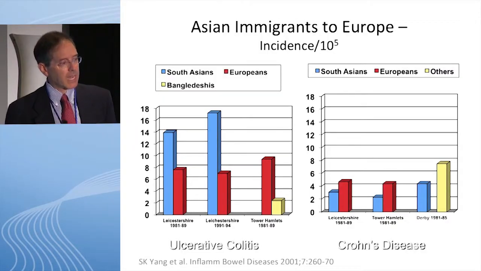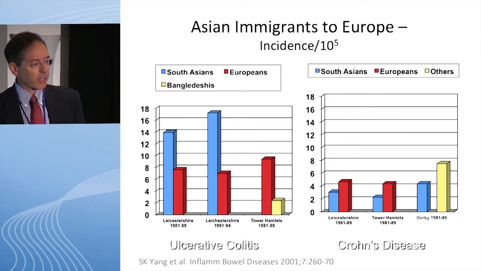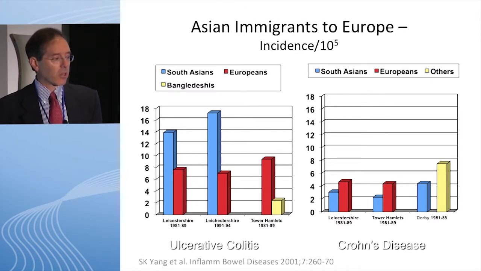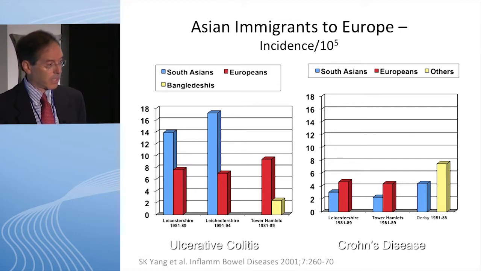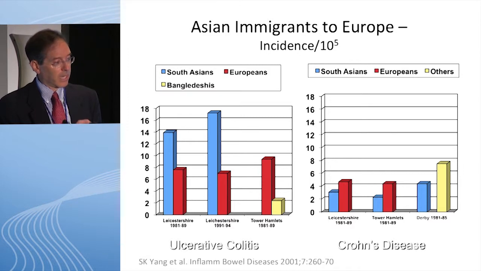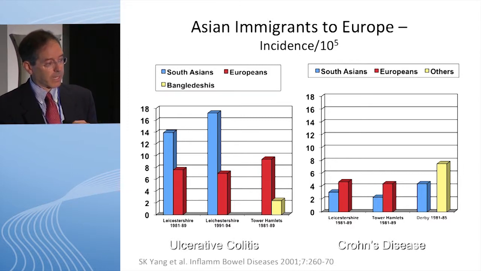And when we look at Asian immigrants to Europe, what's curious is that the risk of ulcerative colitis goes up immediately in the generation that comes. This is in Leicestershire, England, where the risk of ulcerative colitis jumped up in terms of incidence to equivalent or greater than the background population immediately in the folks who came to England. Crohn's, there's a suggestion that it may take the next generation, or it's a slower acting process and involves other factors.